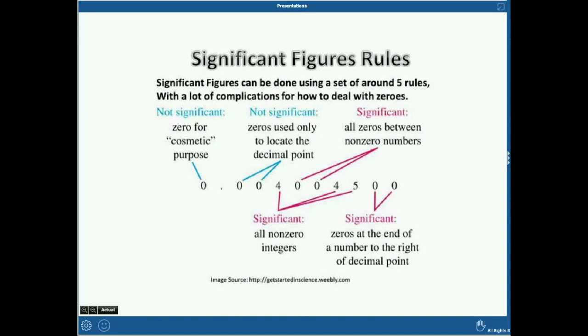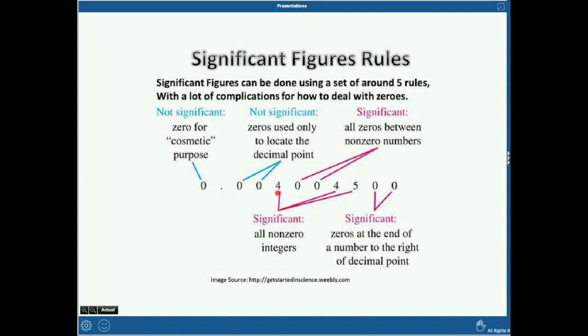So a zero that's in front of a decimal point, and there's nothing in front of that zero, it just kind of makes the decimal point stand out a little better. That zero is not significant. If you have these zeros here, these are placeholder zeros. They are not important either, so they're not significant. But these zeros in the middle are. If you have zeros in the middle of two regular numbers, they're considered significant. And then if you have zeros at the end, they're significant as well.